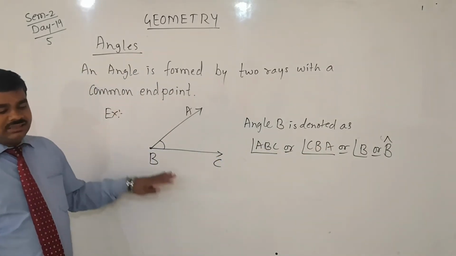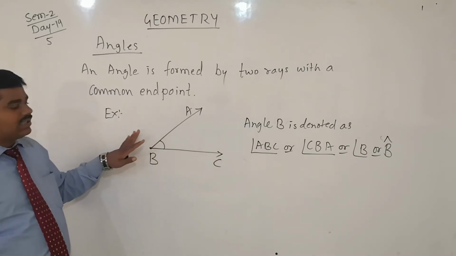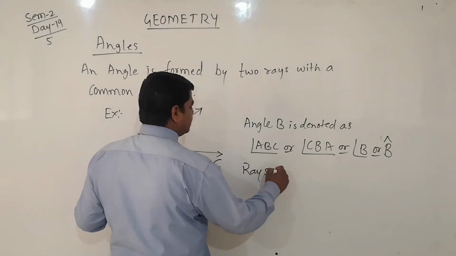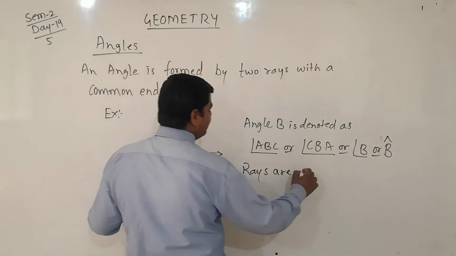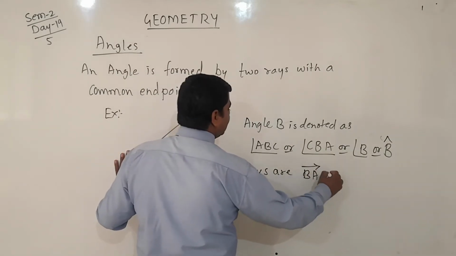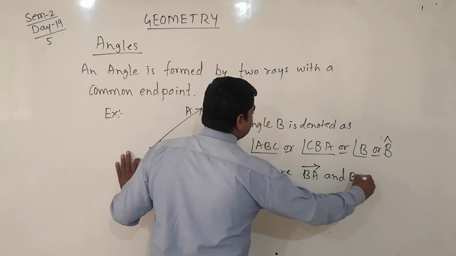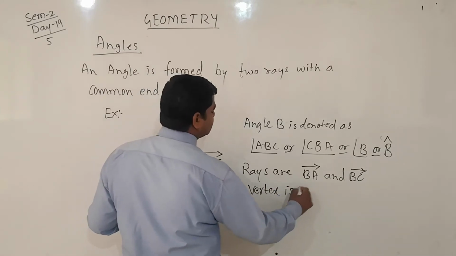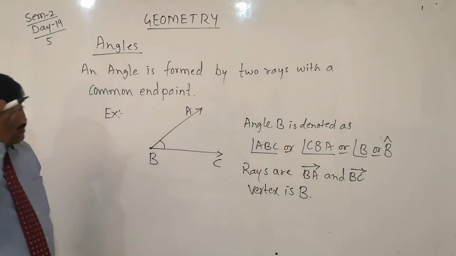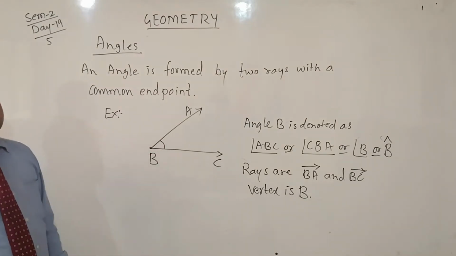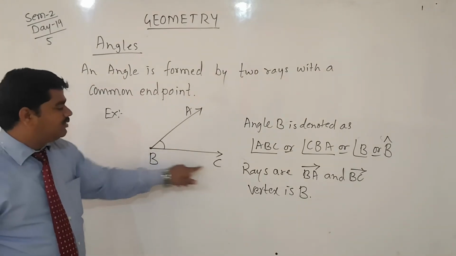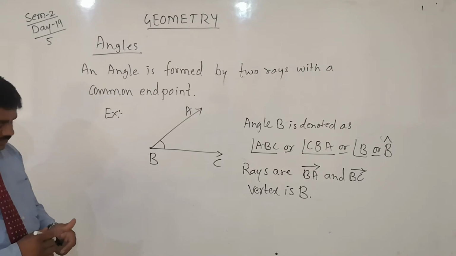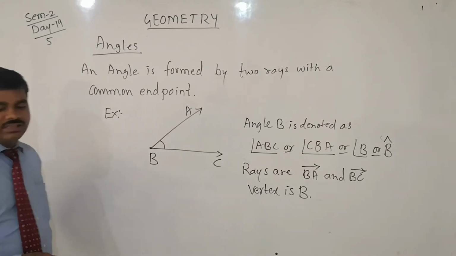Clear? How many rays are there? Which are the rays? BA and BC are the 2 rays. The vertex is B. The angle is formed at the vertex: angle ABC or CBA or angle B. Correct? Write this down neatly in your notebook.